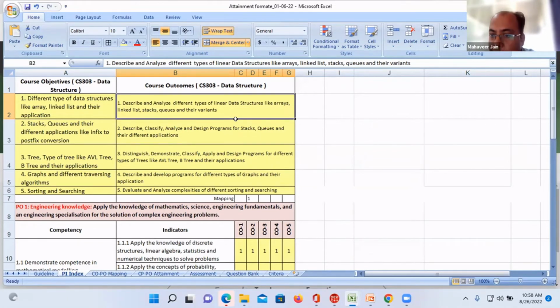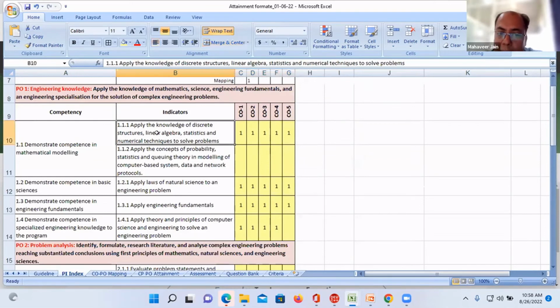By reading this statement, I read the first indicator: apply the knowledge of discrete structure, linear algebra, statistics, and numerical techniques to solve problems. Is my CO1 mapped with PI1? In data structures, there is application of linear algebra and some mathematical techniques when we are calculating the performance or the complexity of the program. In that case, some statistics and algebra are applied. So certainly I found that it is mapped, and I write the one here.